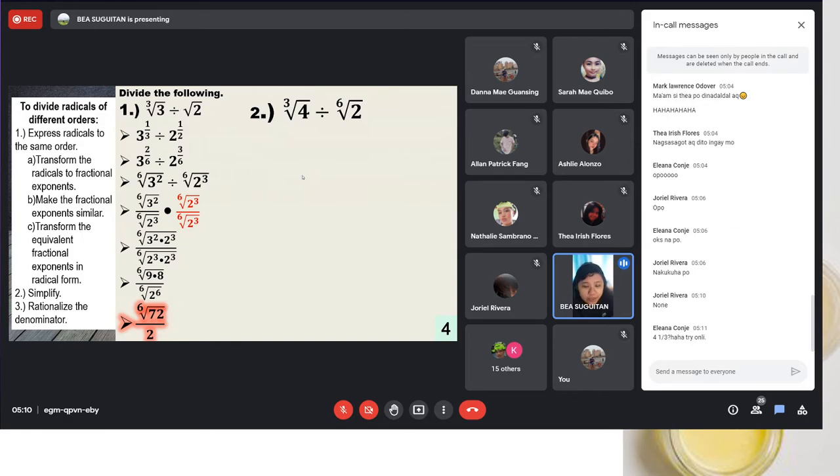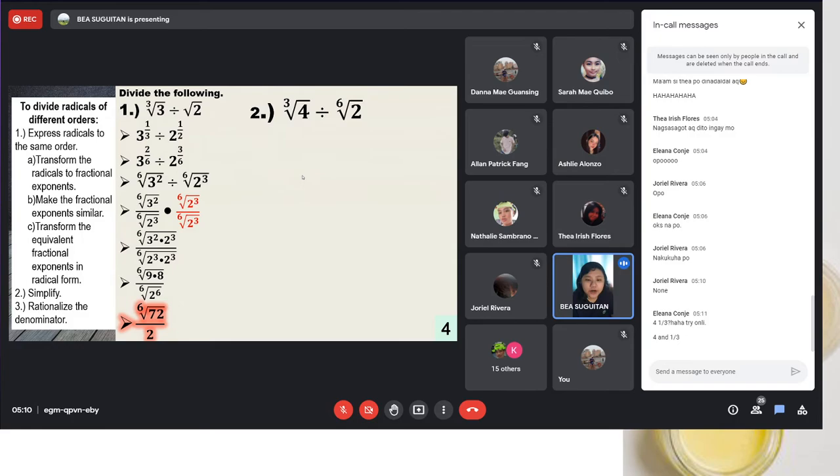4 raised to 1/3 ba yan, Eliana? Tama ba ang intindi ko? 4 raised to 1/3 yan? Siguro 4 raised to 1/3 ang ibig sabihin ni Eliana, but that is correct. 4 and 1/3, ganito ba anak ko? Kasi 4 and 1/3 ito. O 4 raised to 1/3? Alin dito? Left or right?